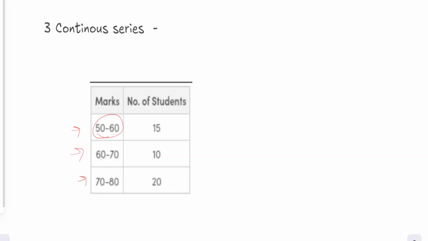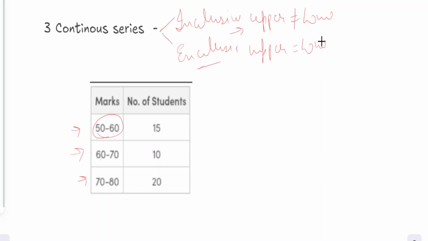And there I talked about two kinds of series. One was inclusive and the second was exclusive, right? Inclusive is the one where the upper and lower limits are not equal, and exclusive is the one where the upper and the lower are equal for the first and the second value. Like in this one, the upper value for the first interval and the lower value for the second interval are both equal. I hope it's clear why I am taking this continuous series, right?